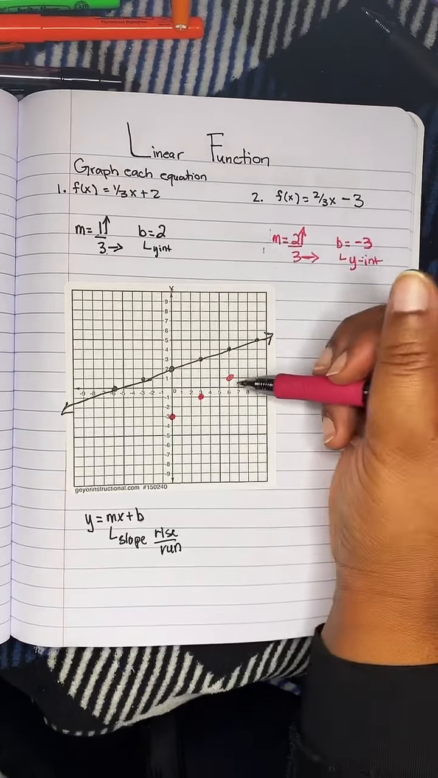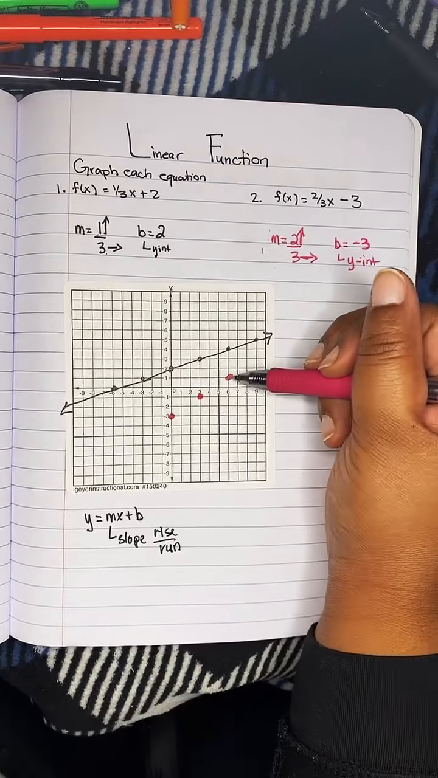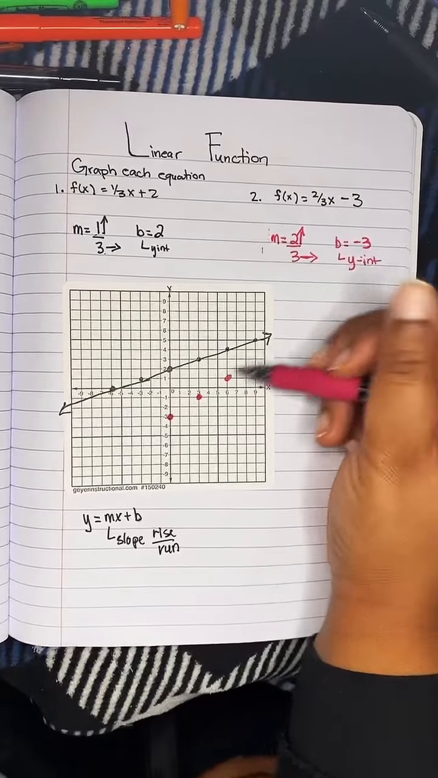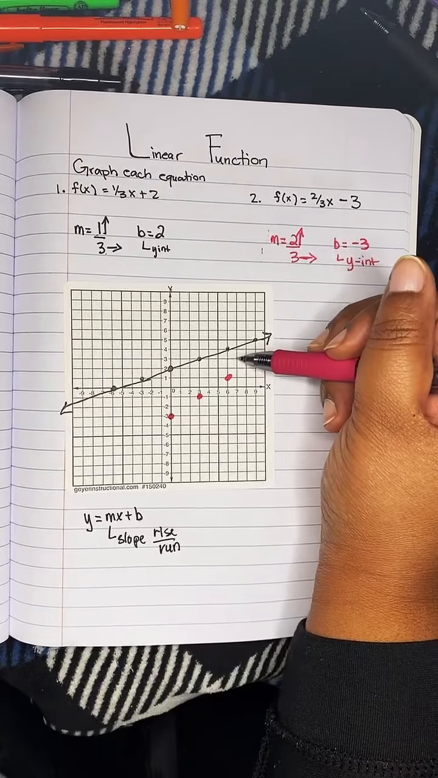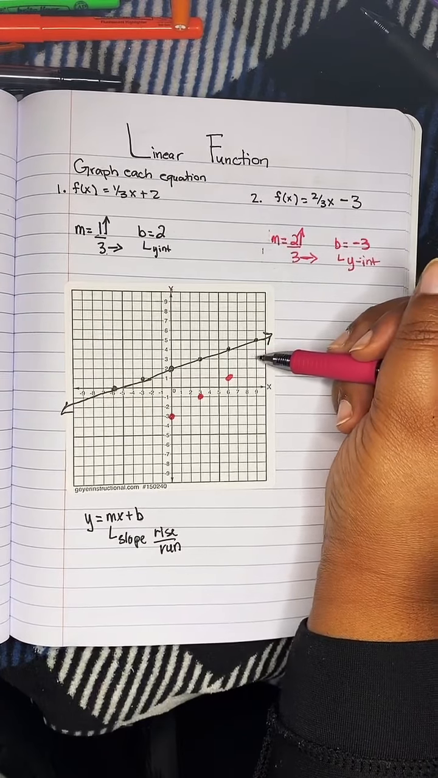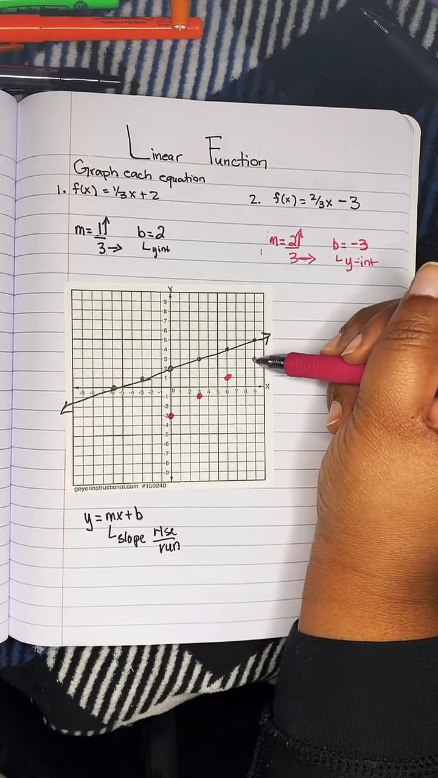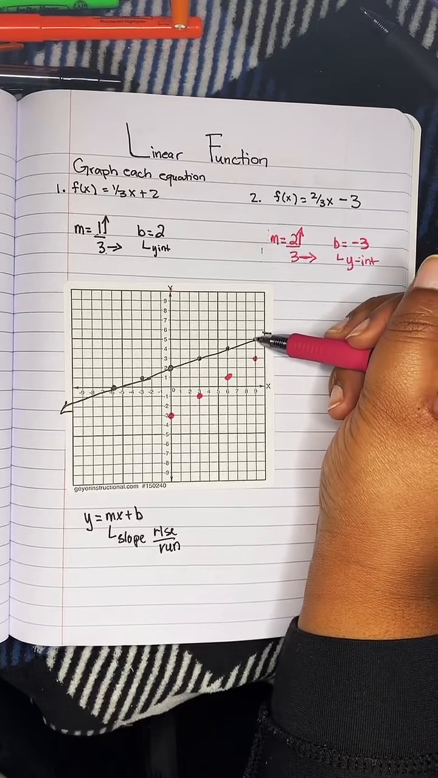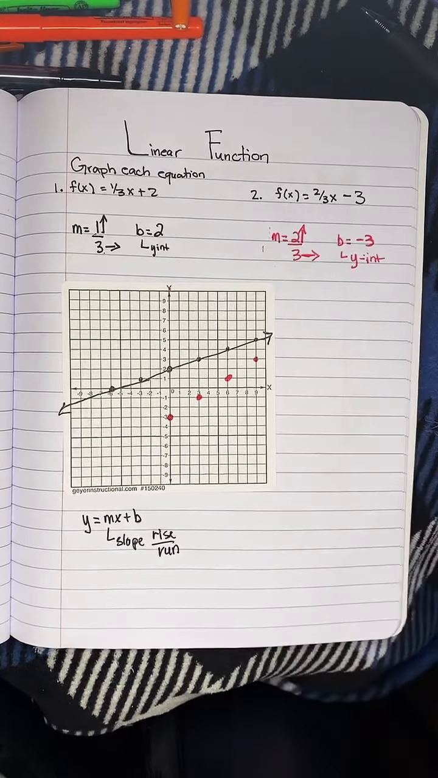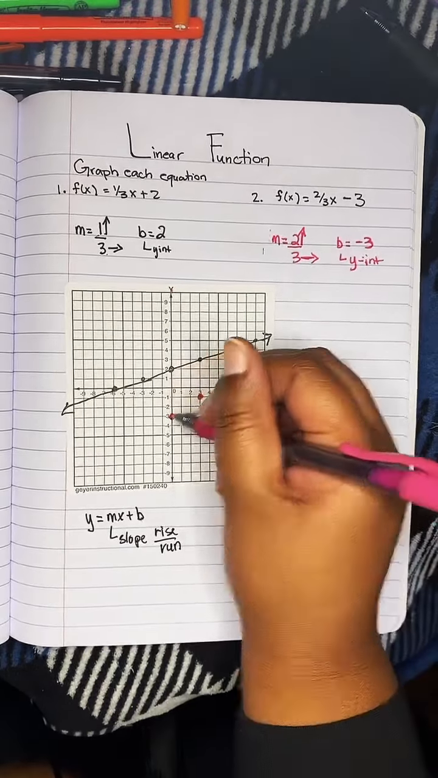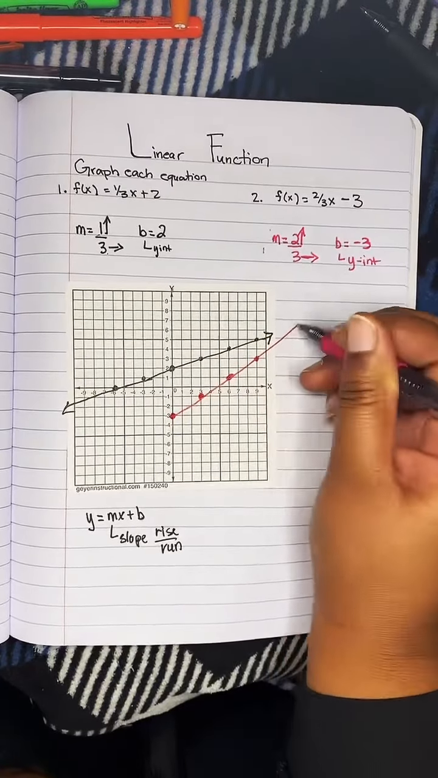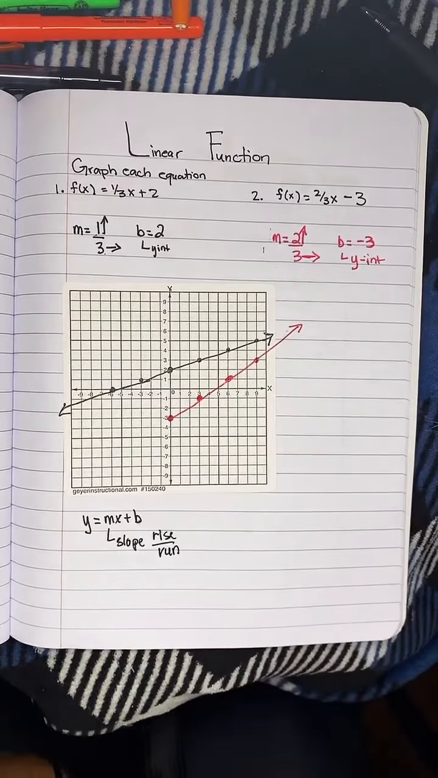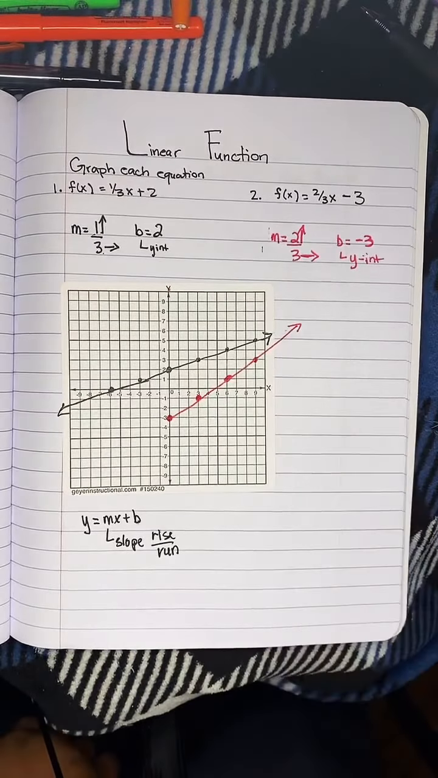Okay, let's see if they're going to intersect. We know they're going to intersect, but where? So up 2, over 3. We're not going to be able to see it. Then up 2 over, and then it goes off. Somewhere over here, if we kept this line going, they will connect somewhere out there.